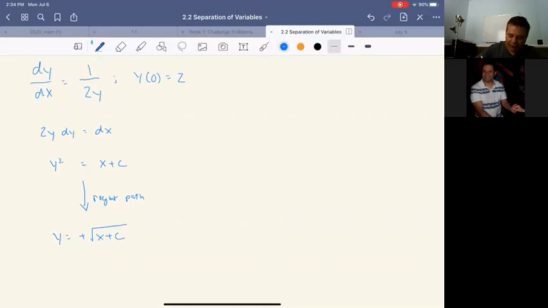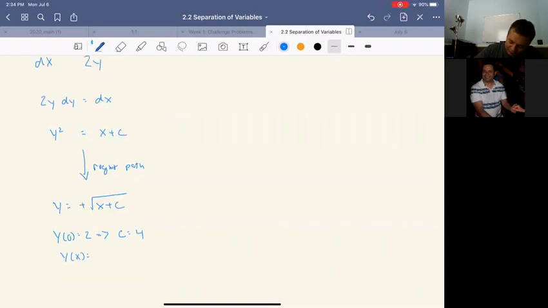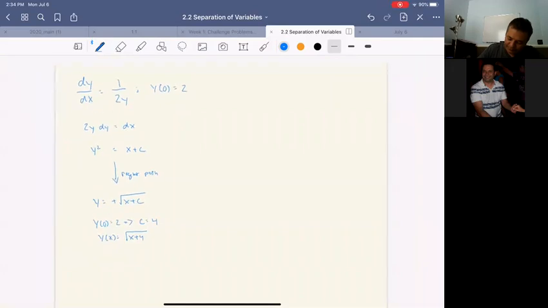And y of 0 equals 2. That implies that c equals 4. So we get y of x equals the square root of x plus 4.